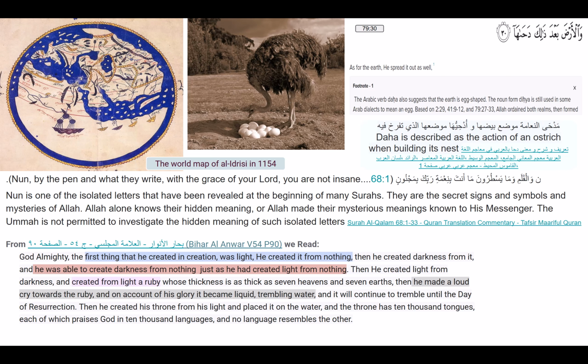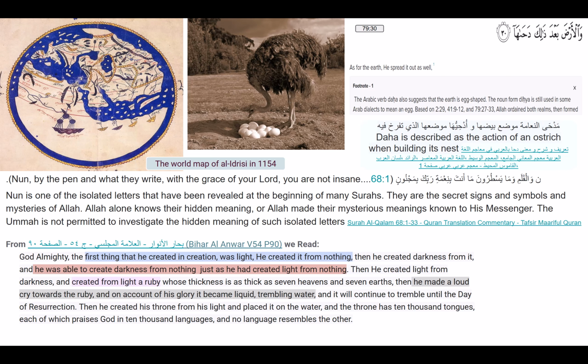So let's go ahead and read from Noon. This is verse 68:1. Noon, by the pen and what they write, with the grace of your Lord, you are not insane. Many verses in the Quran start with a single letter, and we're going to be looking at these letters because they're actually deities. Surahs start with letters, not just verses. The chapters in the Quran start with letters, and these letters, as I will prove to you, are deities. Let's read what the tafasir say, what the explanations say.